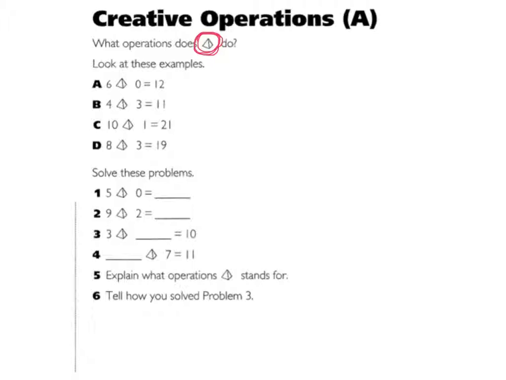Look at example A. The answer to example A is 12. So 6 pyramid 0 equals 12. Just as in B, 4 pyramid 3 equals 11. C would be 10 pyramid 1 equals 21, and so forth. Whatever rule we allow the pyramid to stand for, it has to work in each of those equations.